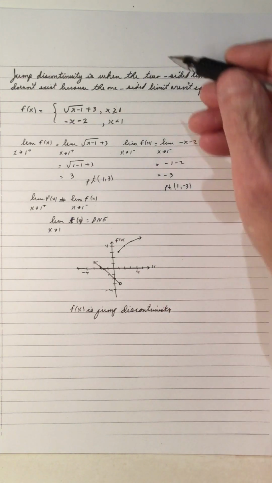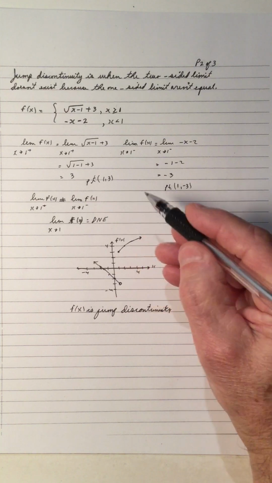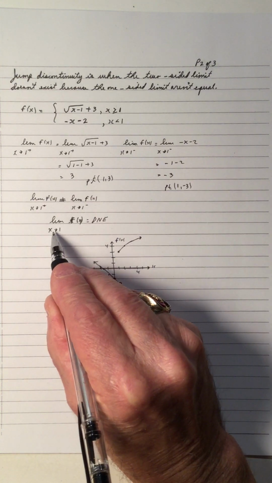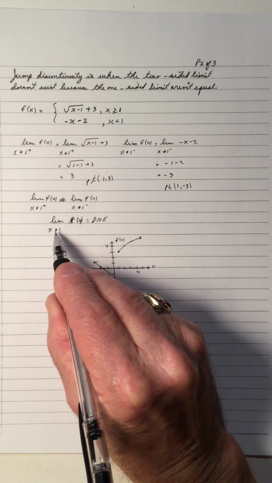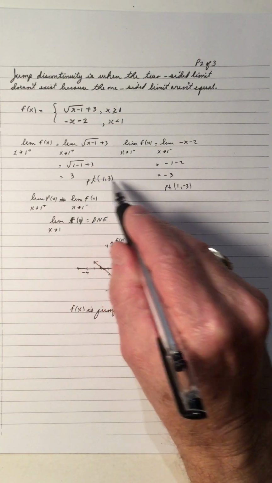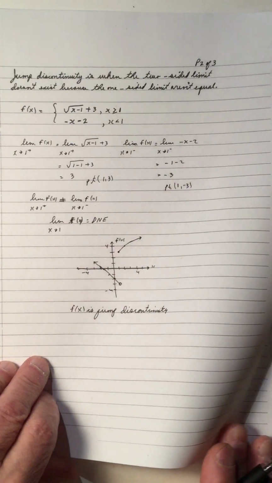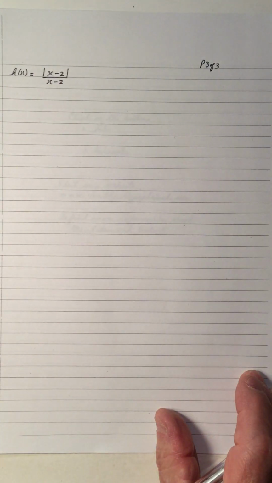And again, it says the two-sided limit doesn't exist. So this is the two-sided limit. F of x as x approaches 1 doesn't exist because the one-sided limits right here are not equal. So that's one example. And let's continue.